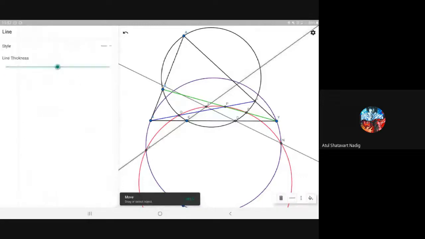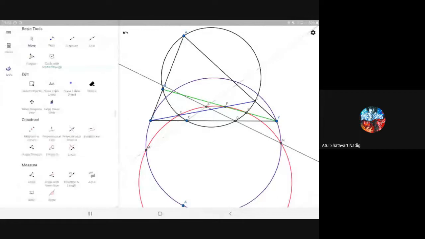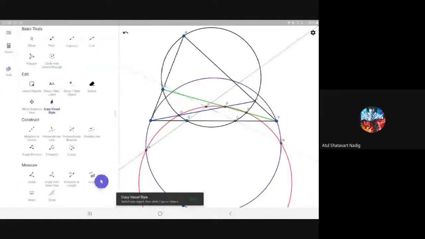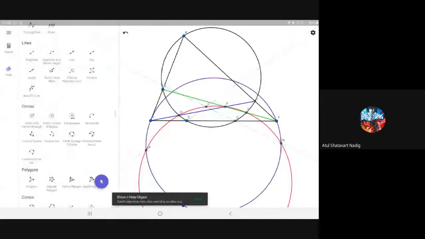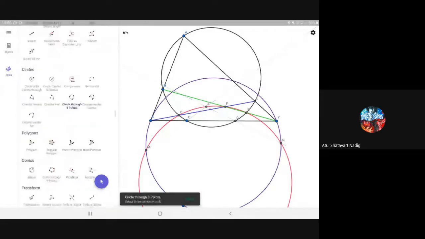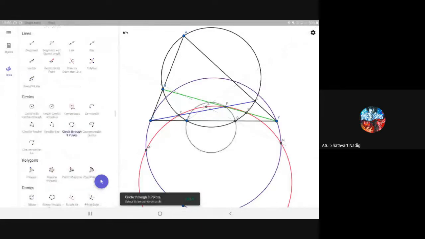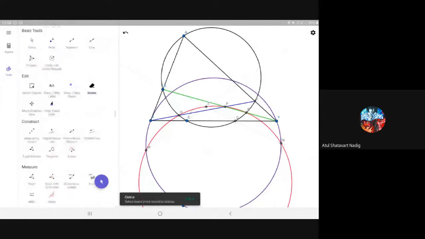CDPZ cyclic. CDPZ. Yeah. Okay. Is it though? No. Oh, sad.